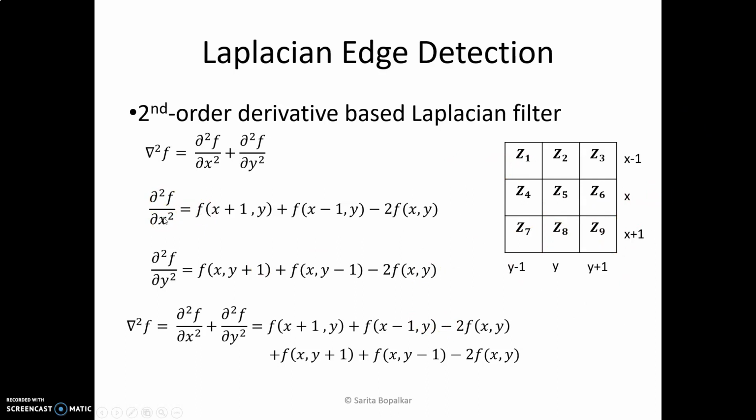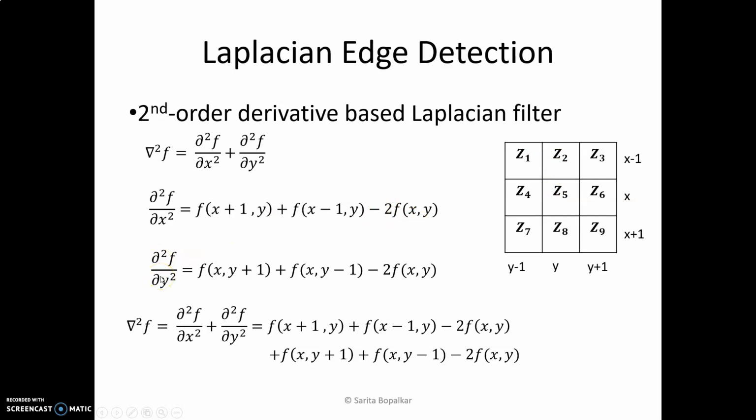Now, the second partial derivative in x direction is, this is our candidate pixel f(x,y). Then next pixel in x direction plus previous pixel in x direction minus the present pixel. So x plus 1, y as it is, x minus 1 previous pixel, y as it is, because we are taking the x directional partial derivative. That's why here this is f(x+1,y) plus f(x-1,y) minus twice f(x,y).